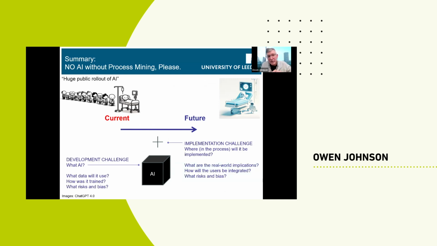And that's where I come back to this. There is a development challenge, but all of us, I think, should be thinking about the implementation challenge. And to my mind, process mining is the way to do your before and after. So I'm leaving with this strap line: no AI without process mining. And then I thought, well, now I better qualify that a bit. So I put comma, please at the end. So, comma, please, no AI without process mining.